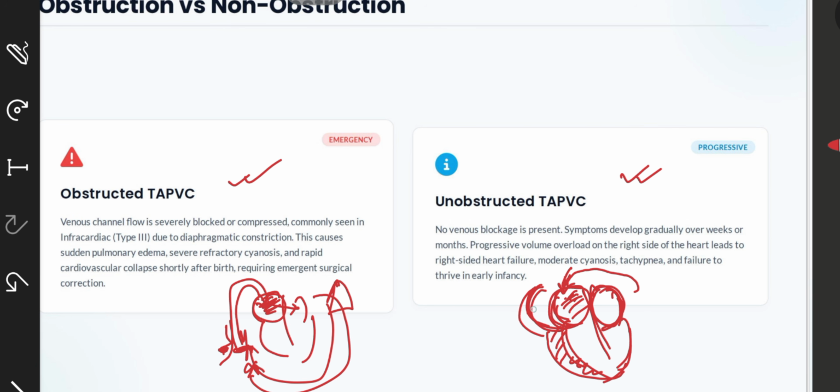So the child may present with mild or moderate cyanosis, but the child presents with right ventricular failure, heart failure. So why right ventricular heart failure? Because there is much more blood in the right side of the body. The patient may present with right-sided heart failure mainly.